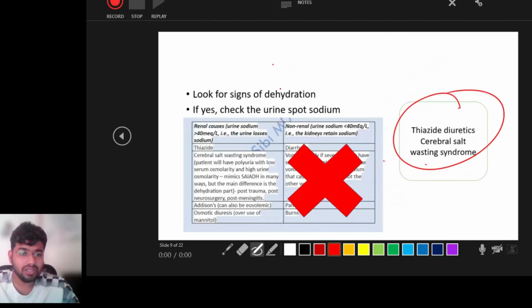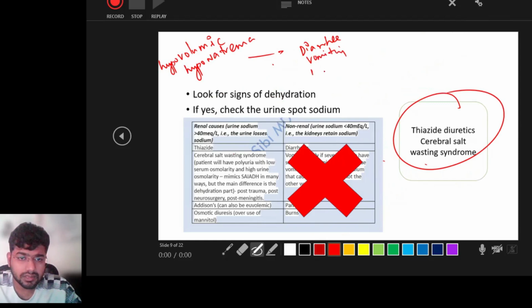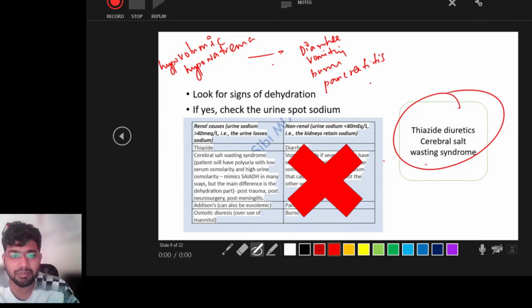Now, coming to the second cause, as we had already seen, hypervolemic. Once hypervolemic hyponatremia has been ruled out, now we have to look for hypovolemic hyponatremia. Under hypovolemic hyponatremia, the common causes of hypovolemia are diarrhea, vomiting, burns, and to a certain extent pancreatitis, because it accumulates a large amount of water. Patients will be in severe dehydration in pancreatitis. Hence, diarrhea, vomiting, burns, and pancreatitis can also cause hyponatremia.